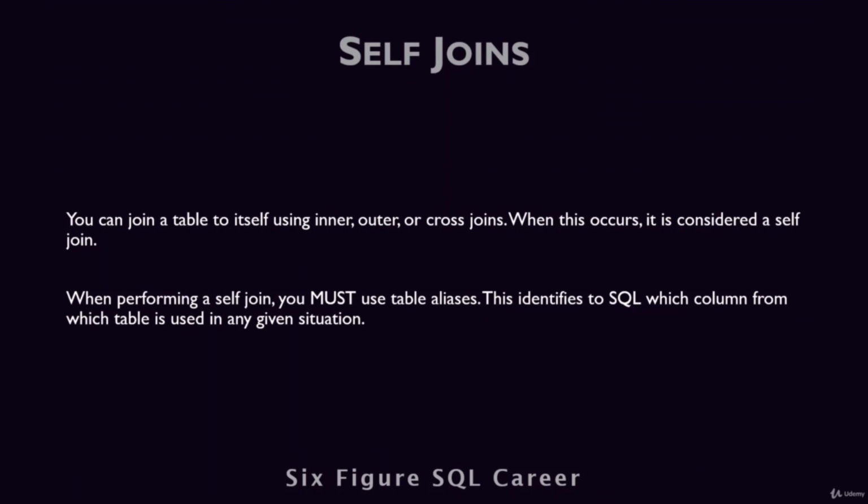You can join a table to itself using an inner, outer, or cross join. When this occurs, it is considered a self-join. When performing a self-join, you must use table aliases. This identifies to SQL which column from which table is used in any given situation.